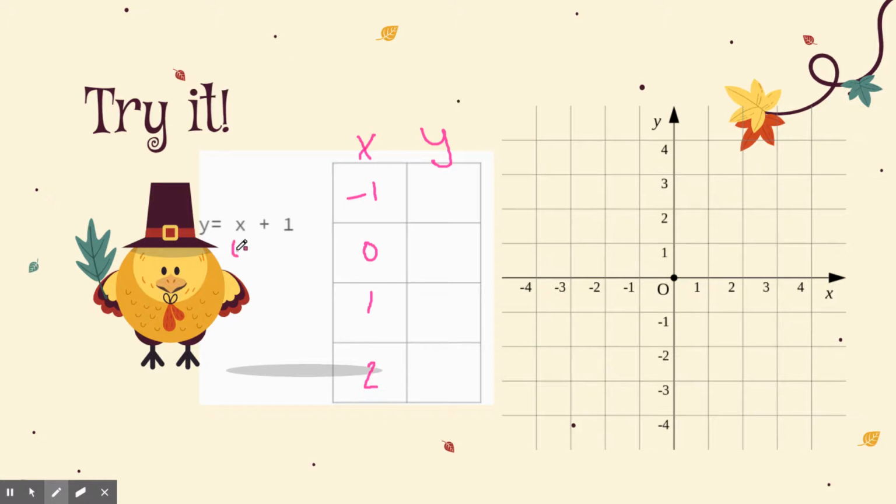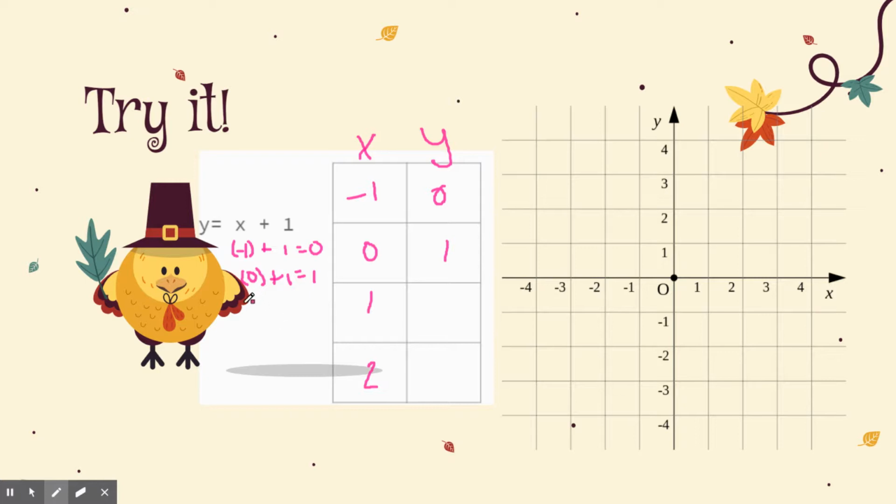So I'm going to start with -1 for x. Well, -1 plus 1 is 0. So at -1, y is equal to 0. Now let's look at 0. When x is 0, 0 plus 1 is 1. So when x is 0, that's 1. You'll also notice that this is our y-intercept here, because remember, whenever x is 0, that's our y-intercept.